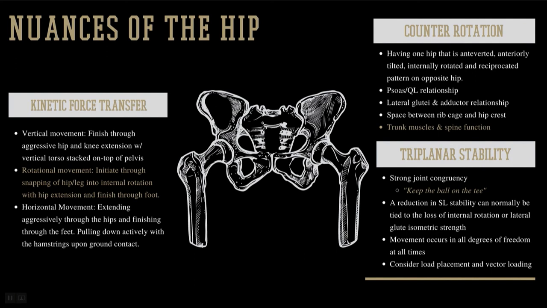Triplanar stability, we definitely have hit on this one, but broadly speaking, a reduction in single leg stability can be tied to the loss of internal rotation or just lateral glute strength. So again, we go back to our micro muscles, the glute med, glute min, making sure that we are able to position and stabilize through the glute rather than through the knee is going to be important here. But knowing that the motion is occurring in all degrees of freedom at all times is really a premier point to this. So consider where you're loading, how you're loading, and then where you're seeing the deficits or the weaknesses to kind of assess and progress correctly.